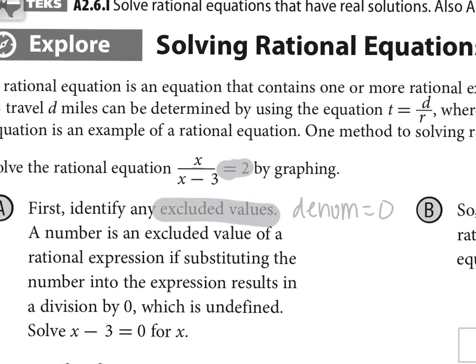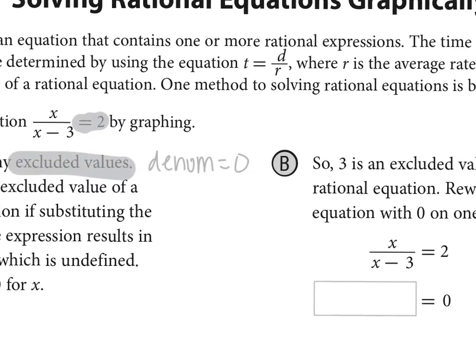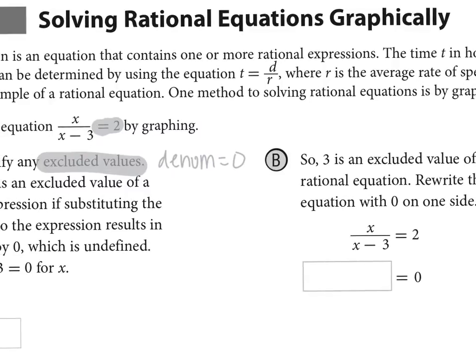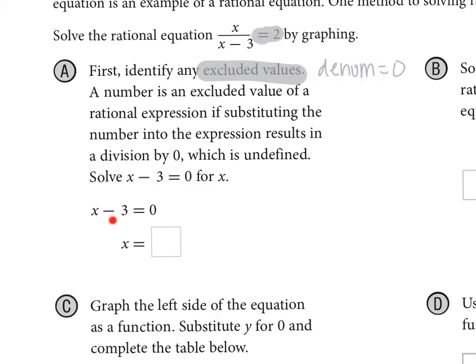So my denominator in this case is x minus 3. And if I were to set x minus 3 equal to 0 and solve, then to get rid of this minus 3, I would need to add 3 to both sides. And 0 plus 3 is going to give me 3. So there is an excluded value at 3.